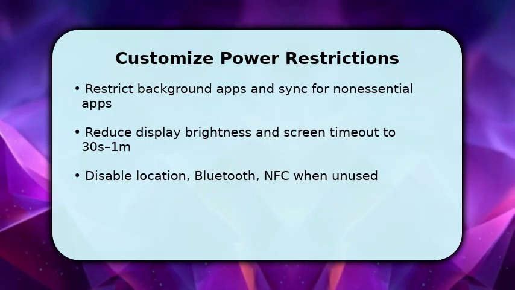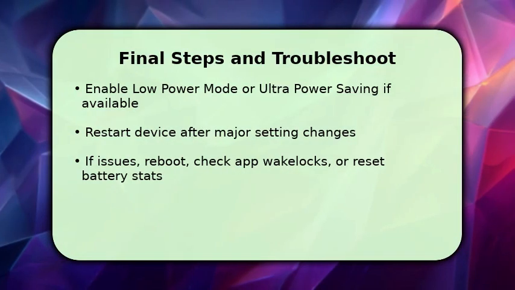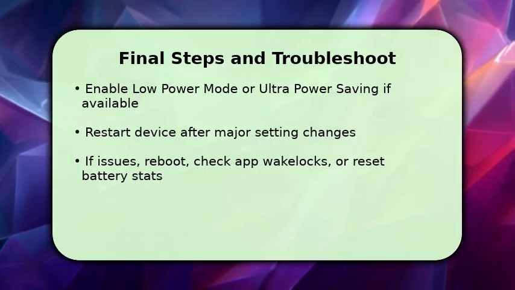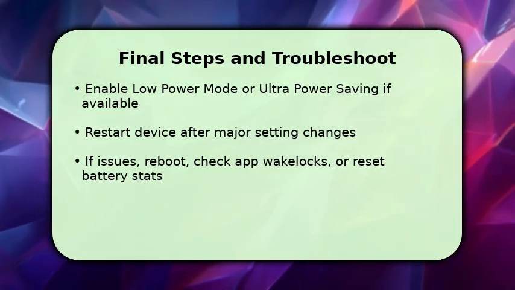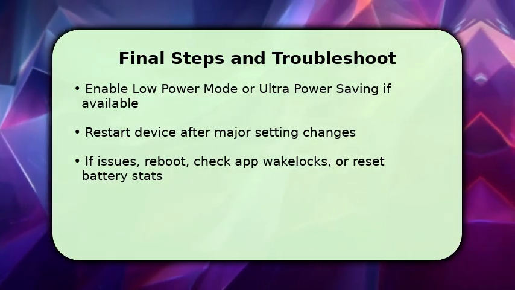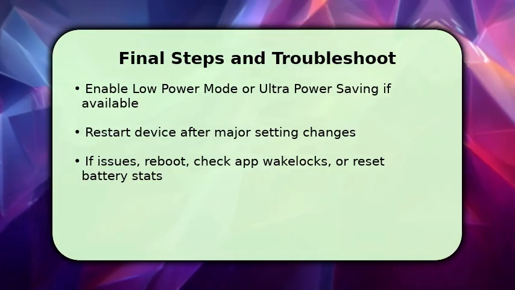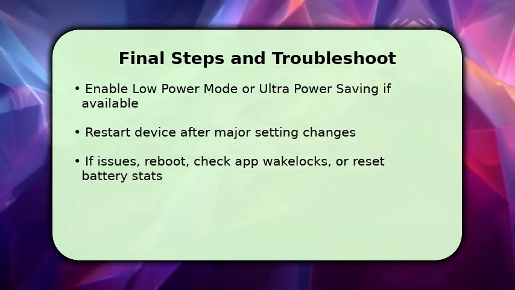Finish by enabling any deeper modes like low power mode or ultra power saving. These apply stricter limits to CPU, background data, and visual effects. Once enabled, restart your device to ensure all restrictions take effect cleanly and to clear transient wake locks. Monitor battery use for 24 hours and adjust exemptions for apps you need.